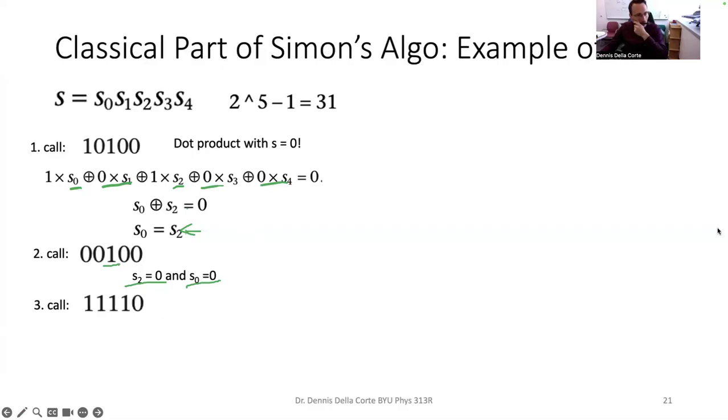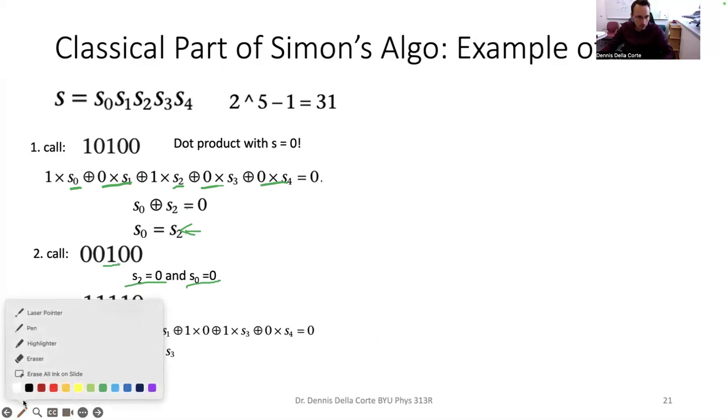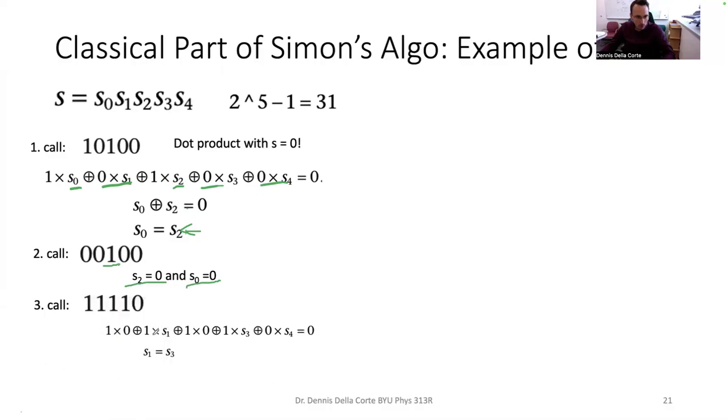Now we do a third call. This time we get 11110. Now we know already S2 and S0, so we don't have to worry about them anymore. But we can write out the other terms and see, if we look carefully at the dot product, that we have S1 left and we have S3 left. And those two XOR to 0. So S1 is equal to S3. Great. And now we do a fourth call.